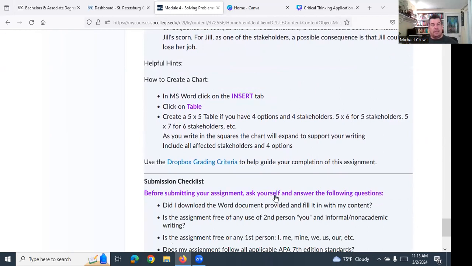And what you're going to need here is a chart. And this tells you how to make a chart in Microsoft Word. But if you just use what I've laid out for you, it's already got a chart in it, okay? And it tells you how to expand the chart depending on how many stakeholders you have, okay? And so you'll have a chart where it has options across the top and people affected down the side.